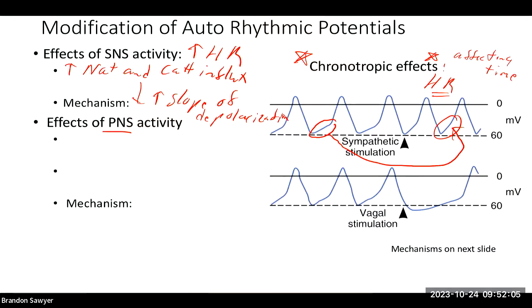Okay, and then parasympathetic activity, we're both changing the slope, so decreasing the slope, and we're also hyperpolarizing.